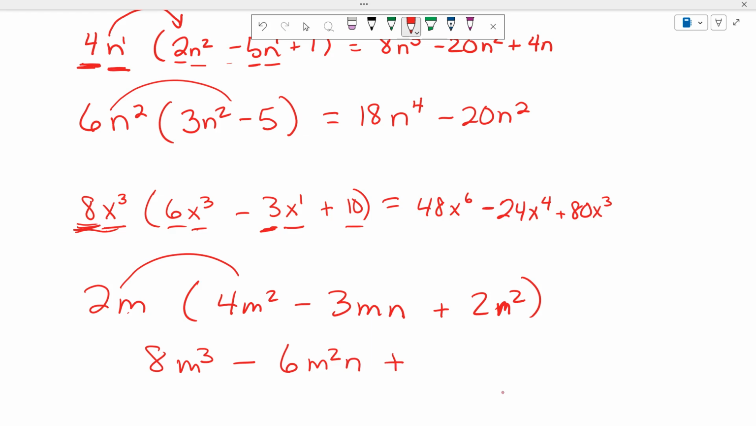And then we go plus 2m times 2n squared. 2 times 2 is 4. M here, no m here, so it's just an m. No n here, n squared here, so we put n squared there. So you just take what's in each and you write them down if they don't have the same things.